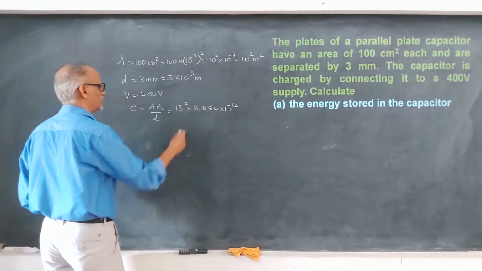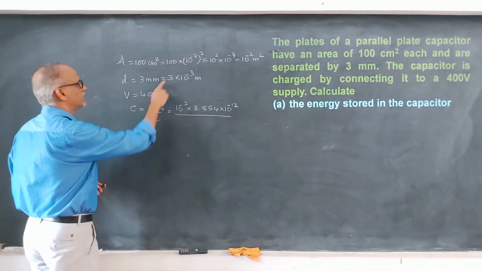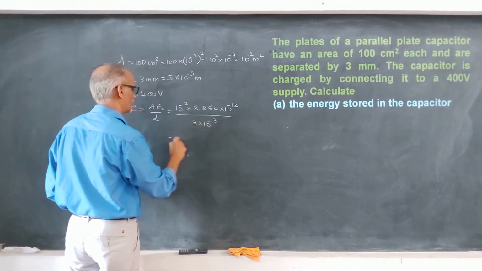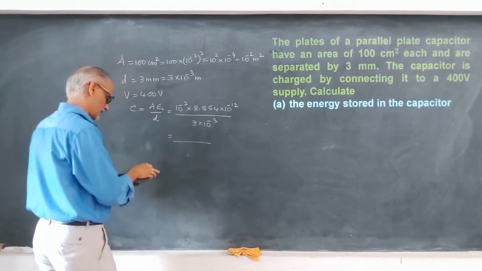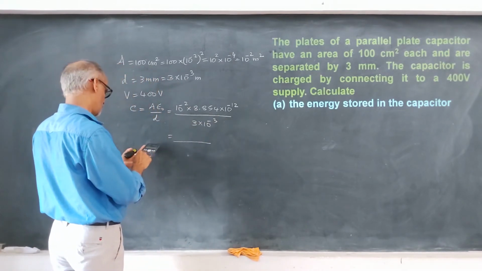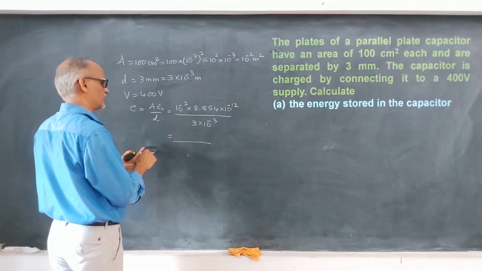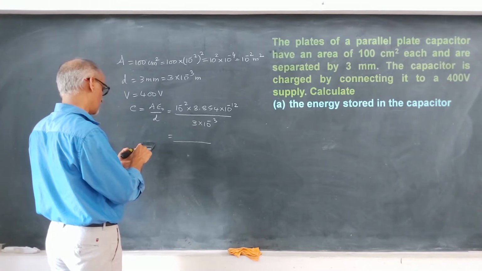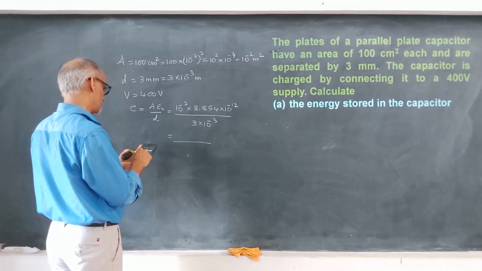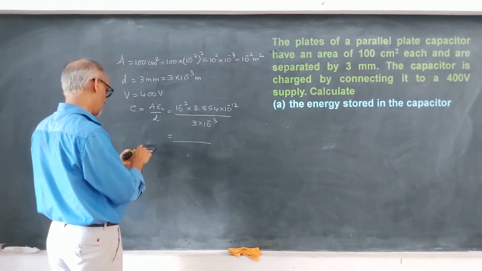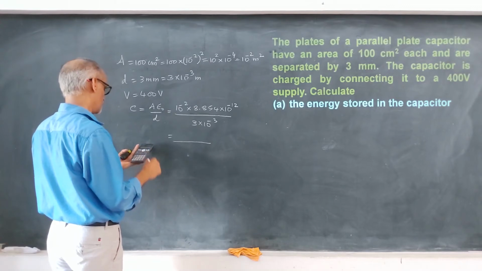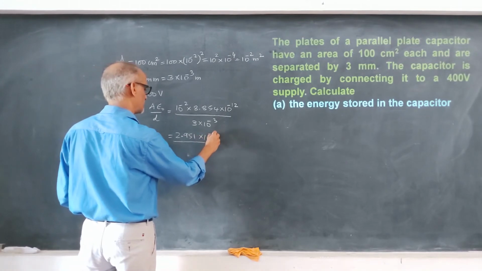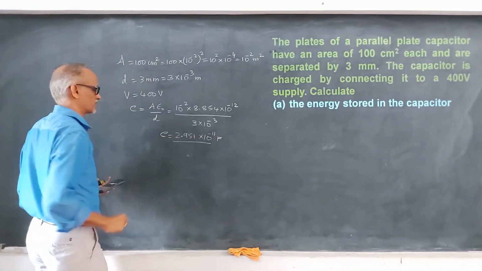Then divide by the value of D. D is here 3 into 10 to the power minus 3. So, what is the value of the capacitance? We have 10 to the power minus 2 into 8.854 into 10 to the power minus 12 divided by 3 into 10 to the power minus 3. So, we will get 2.951 into 10 to the power minus 11 farad. Now, that is the capacitance.